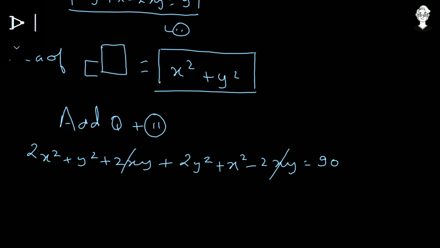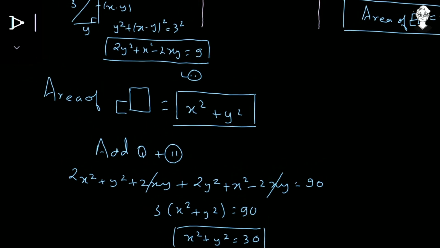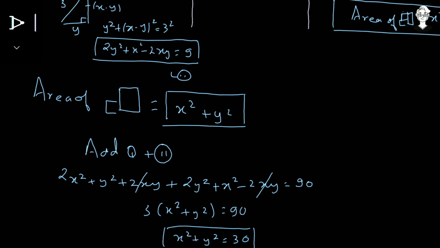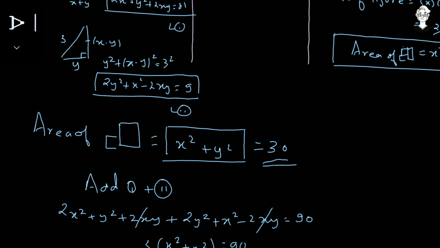2x squared plus x squared is 3x squared, y squared plus 2y squared is 3y squared, I can take 3 common, so 3 times x squared plus y squared equals 90. So from here I get that x squared plus y squared equals 30. Now the required thing, the area of this combined square, was x squared plus y squared, and I found the value of that, which equals 30, and that's our answer: the area of these two squares combined together is 30.